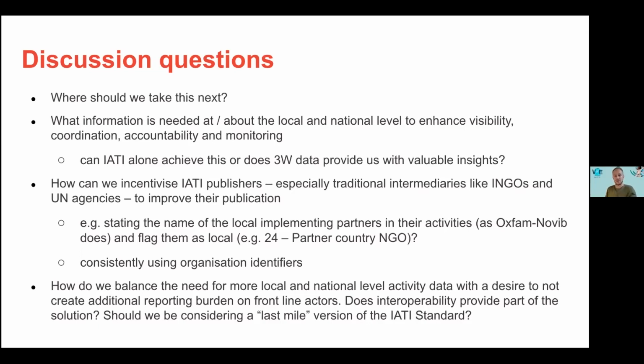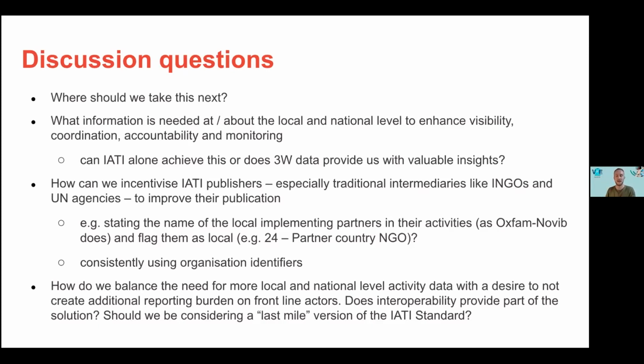These are some great points, Tim, definitely. I think we definitely need to think about, over 10 years of this discussion, why have we not made more progress in this as well? And thinking back about what are the incentives, yes, for local actors, but I think also for other organizations as well, to publish organization identifiers. How can we incentivize and encourage that?